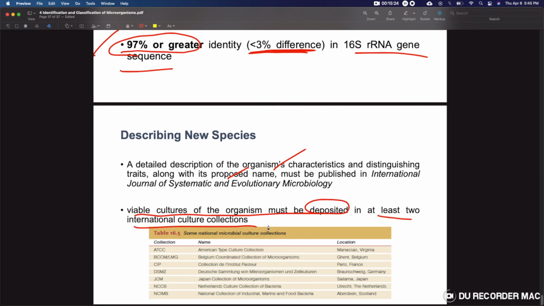Just like for plants that have herbarium or natural museums for your animals, I guess. For microbes, we can deposit them in certain microbial culture collections. For example, in Belgium, France, Germany, Japan, Netherlands, Scotland, and USA. So these are different microbial culture collections if you want to deposit your collections there.